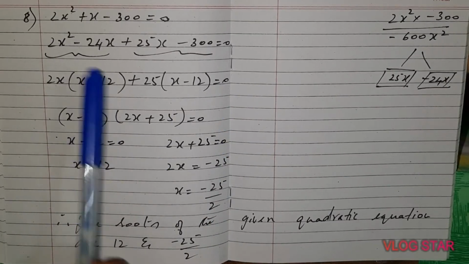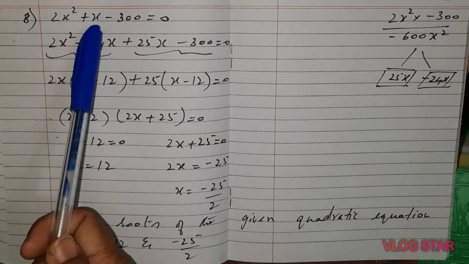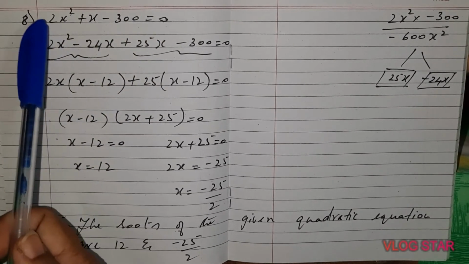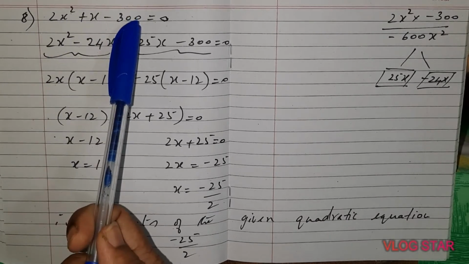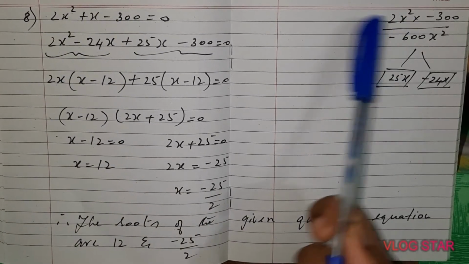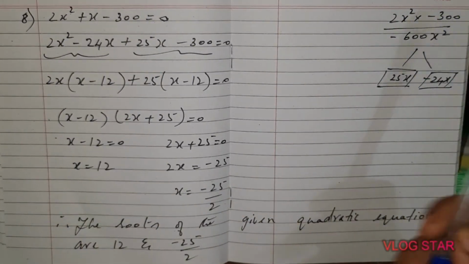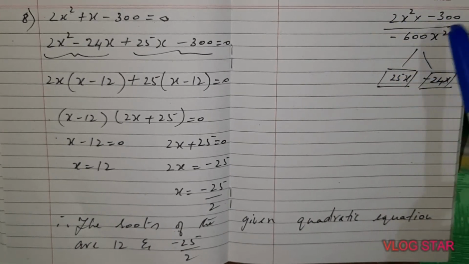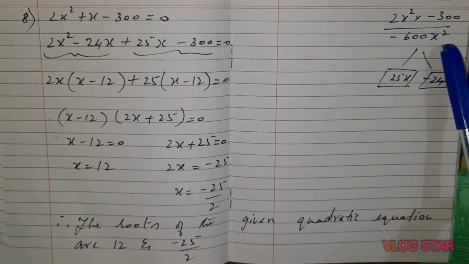Now let me take the 8th problem. 2x² + x − 300 = 0. So first, what you must do is take the first and last term, that is 2x² and −300. Multiply these two. Minus into plus is minus. 2 into 300 is 600x².